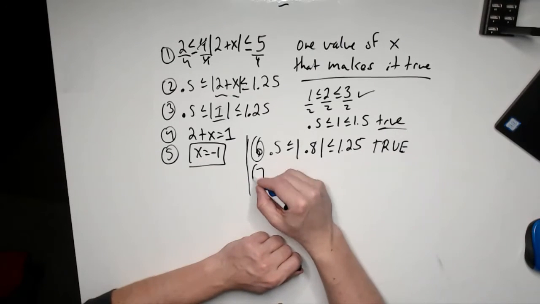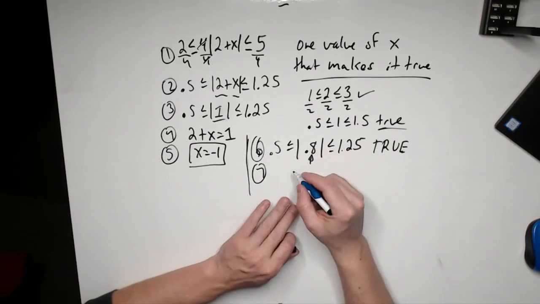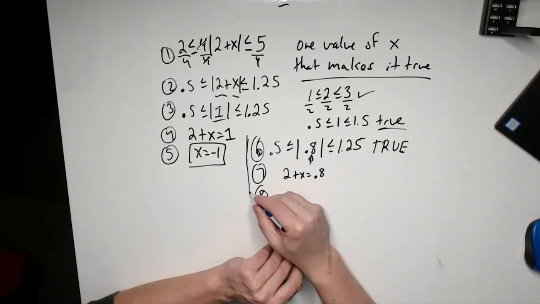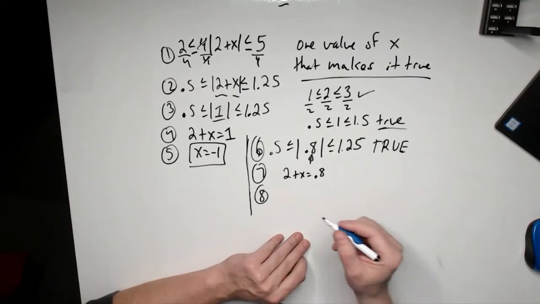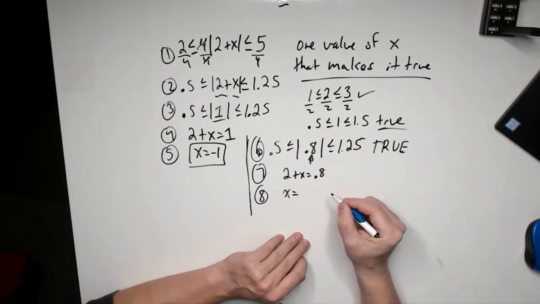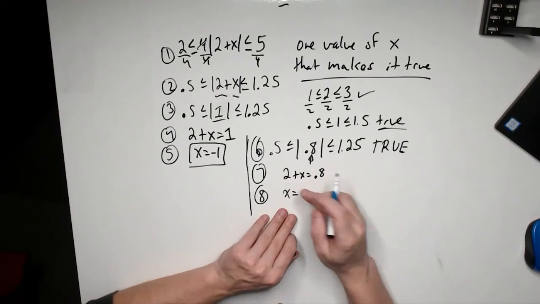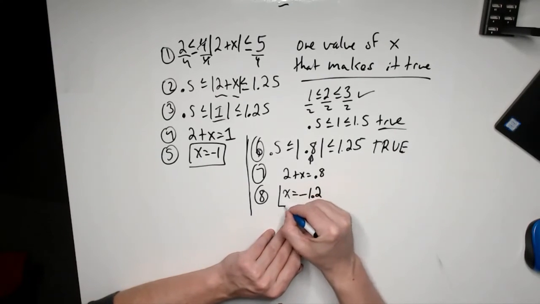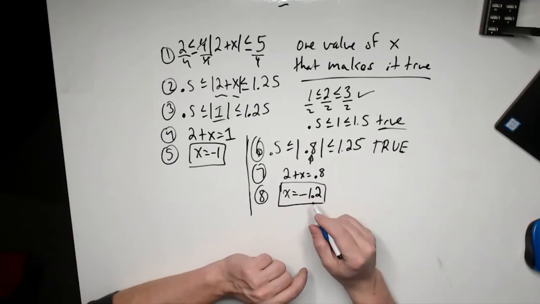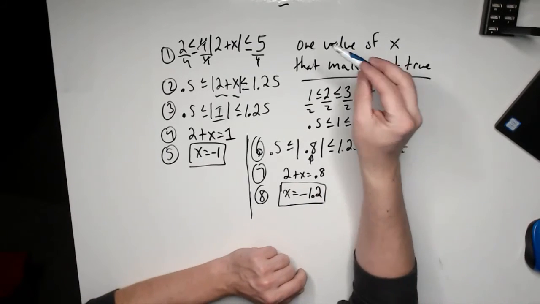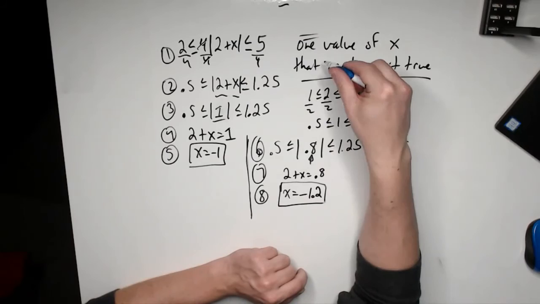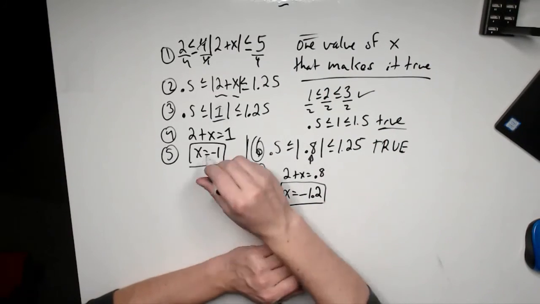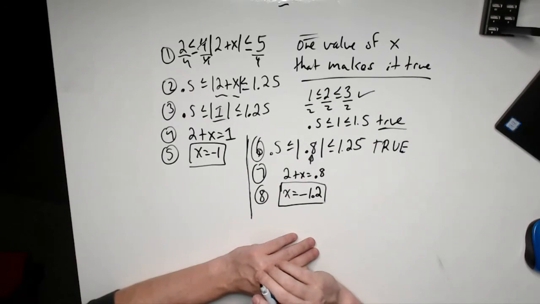So with that choice of the middle value, I would have to have it so that 2 plus x equals 0.8, which at step 8 would allow me to conclude, therefore, that x has to be equal to 0.8 minus 2. So when I do that, that's negative 1.2. That's also another acceptable value of x. Remember, the question is to find one value of x that makes the inequality back at step number 1, as originally written, true. So x equals negative 1, x equals negative 1.2. It doesn't say solve it in general.